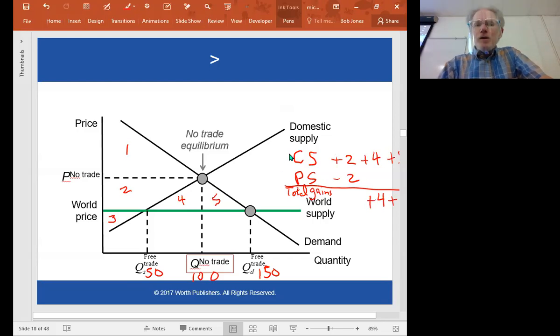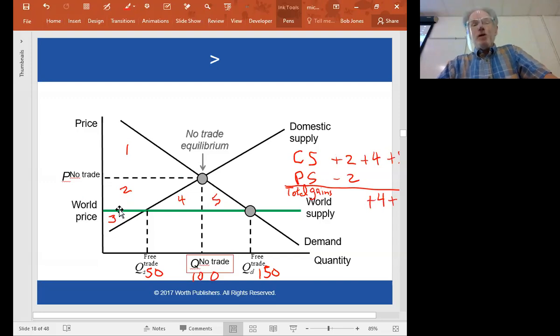And so notice what we said. We already said by opening the market to trade, consumers get a benefit represented by 2, 4, and 5. Producers, remember before trade, if you go back to one of the earlier graphs, producer surplus had been 2 plus 3.